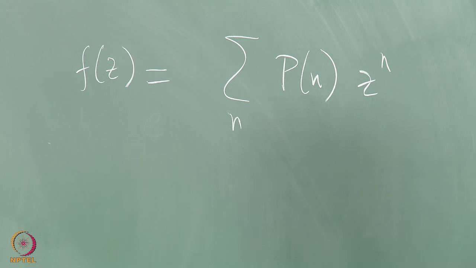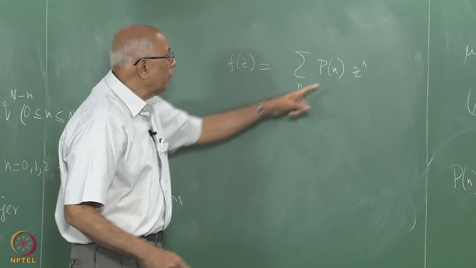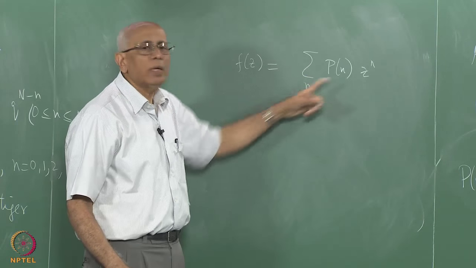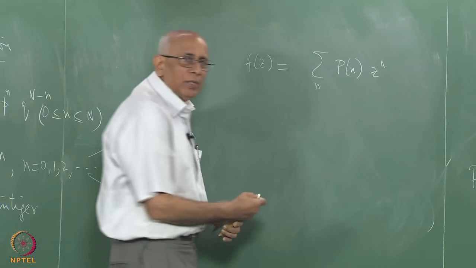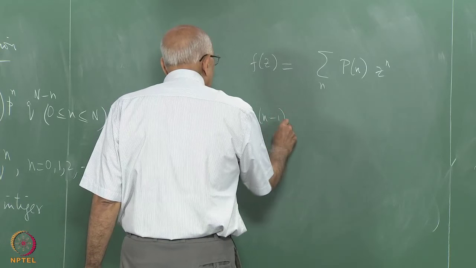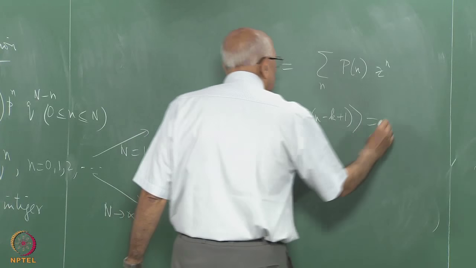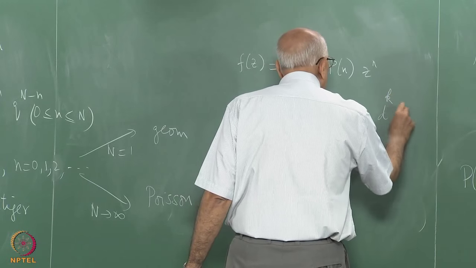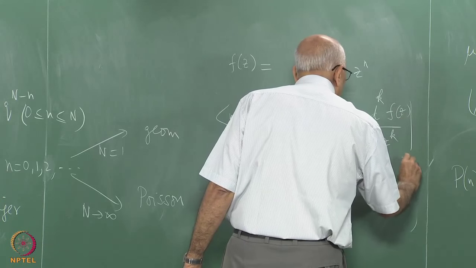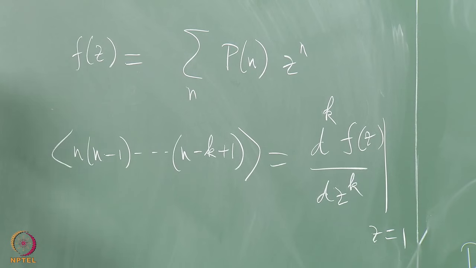The disadvantage of this was that if I want various moments of this distribution with various powers of n here, I have to go on differentiating this. If I differentiate this k times, then I actually end up with the average of n(n-1)...(n-k+1). This average was d^k f(z)/dz^k at z equal to 1. So I actually find the factorial moments rather than the moments themselves.